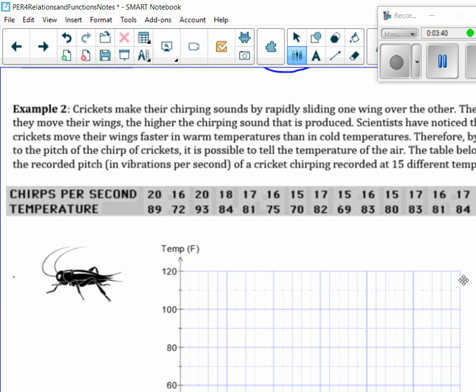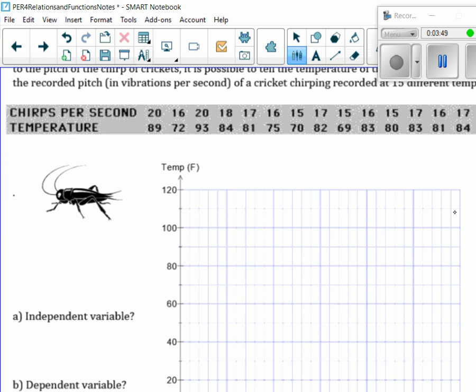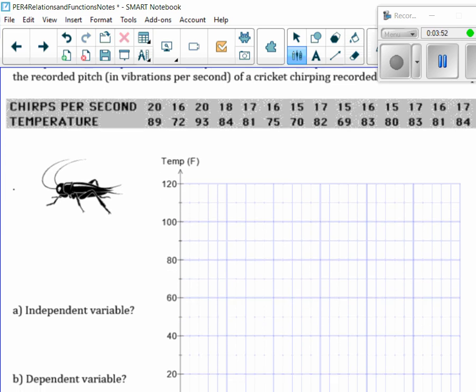The table below gives a recorded pitch, in vibrations per second, of a cricket chirping recorded at 15 different temperatures. So, which one is the independent variable? Yeah, the chirps per second. We don't have a listed variable for it, hey? And the dependent is the temperature. Looks like the temperatures are in Fahrenheit and the chirps per second is there.